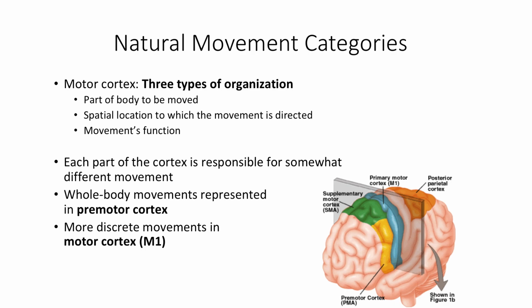So each part of the cortex is responsible for different movements. Complex and whole body movements are represented in the premotor cortex, as we talked about, which is right before the primary motor cortex. And more discrete or more simple movements are represented in the primary motor cortex, which is right here in the precentral gyrus. So let's look at an example.